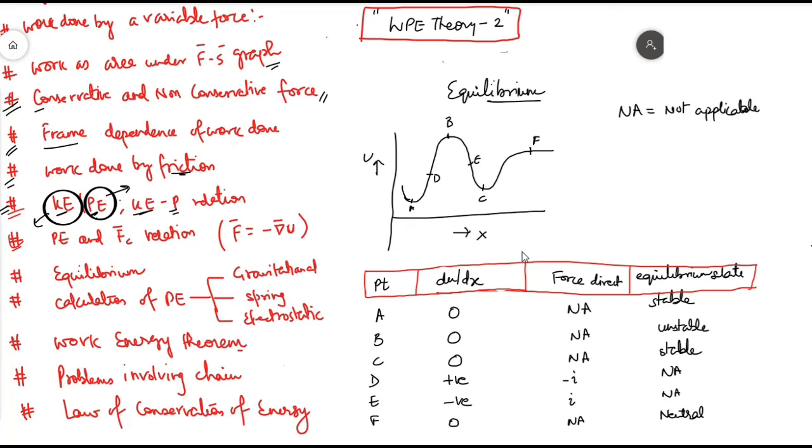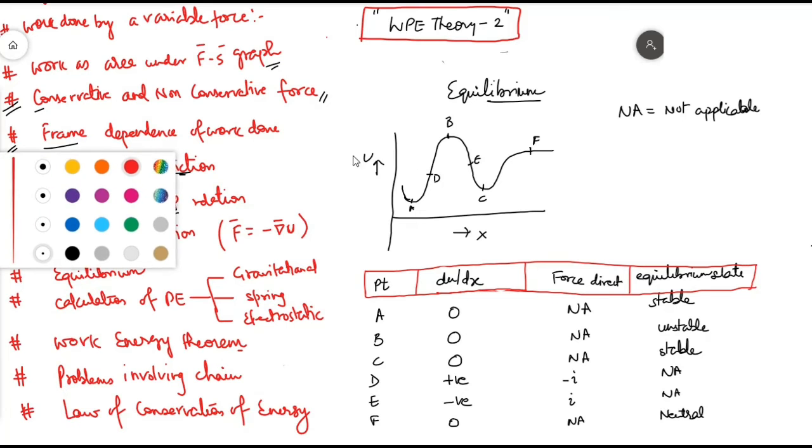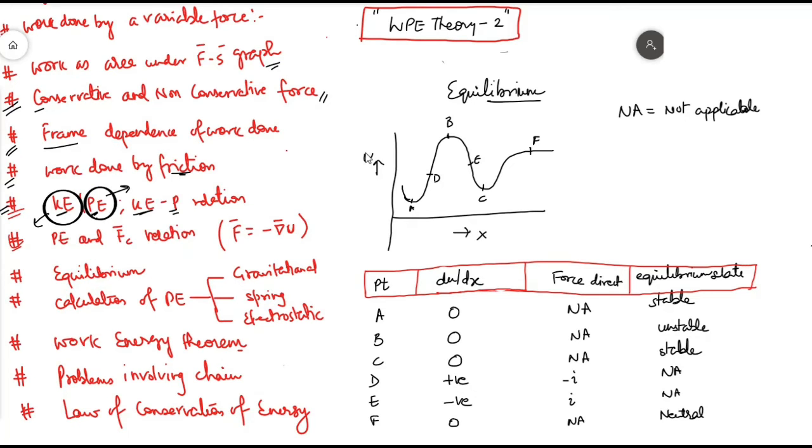Okay, let's talk about equilibrium. Now, suppose we have been given a function, and this function is a single variable function. Okay, so this is a scalar potential energy function U. It depends only on the value of the x coordinate. So this is a single dimension function, and the curve goes through points A, B, C, D, E, and F.